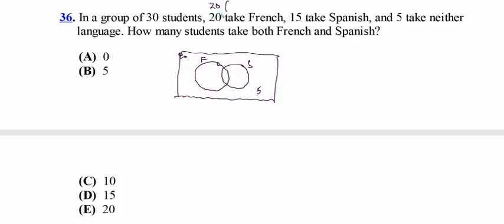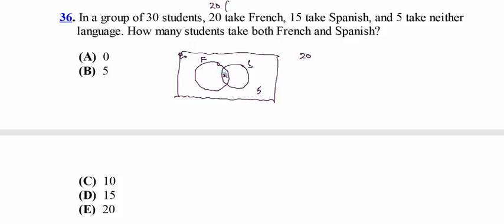Now let's go back to look at 20. 20 means whatever inside this F has to be 20. Okay. Now how do you put this 20 inside here? Because you do not know how many take French and Spanish together. So the way to do it is you put X here. Okay, X means the number of students who take French as well as Spanish.